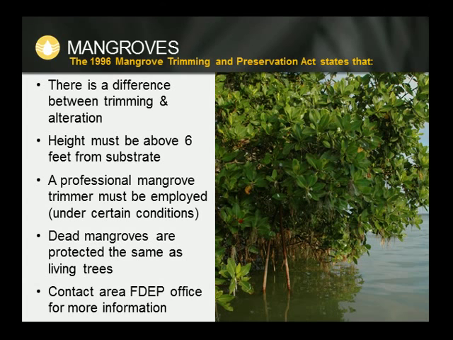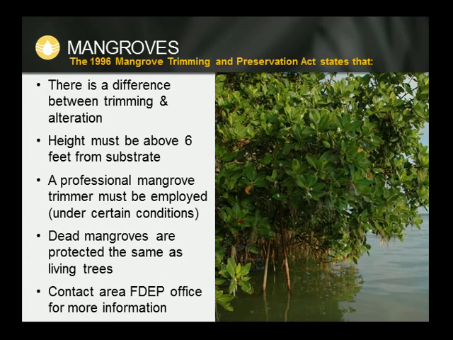Certain areas of Florida contain 3 wetland native species of mangroves that are now protected by the 1996 Mangrove Trimming and Preservation Act. This law covers the trimming and alteration of the red mangrove, the black mangrove, and the white mangrove. There are detailed descriptions of each tree in the BMP manual.